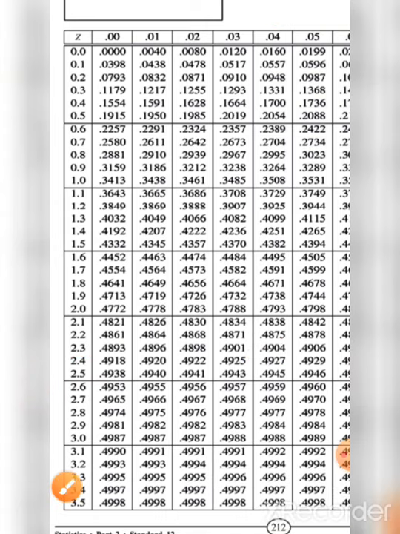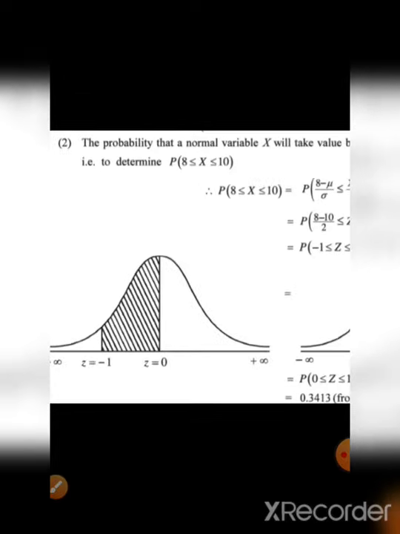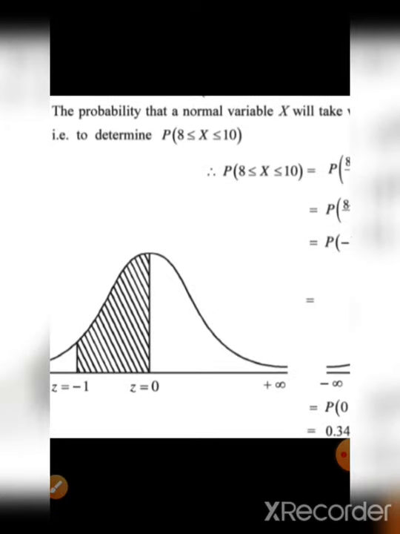So that is in all the sums, or basically the initial sums, and this is how we are going to use this standard normal curve table, right children? So now over here we shall see the second sub question of the first example that we were seeing. The second sub question was, the normal variable x has the value between 8 and 10.